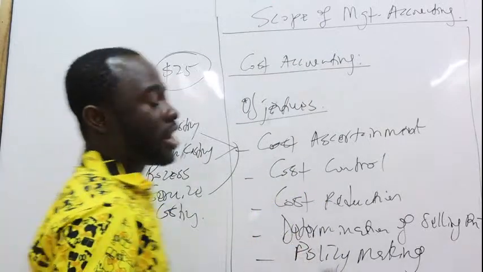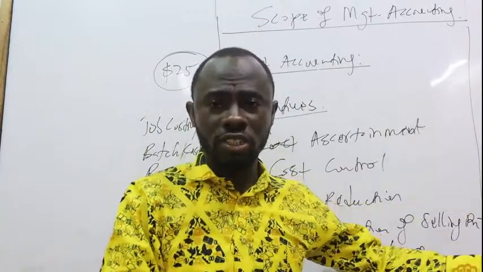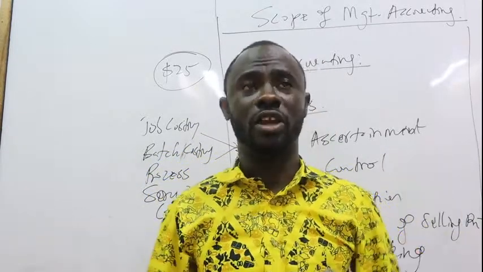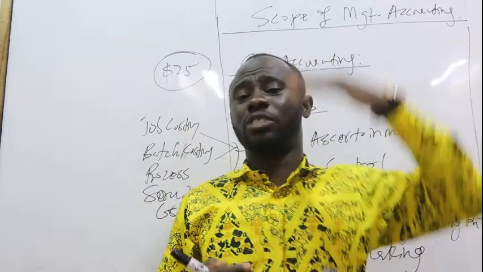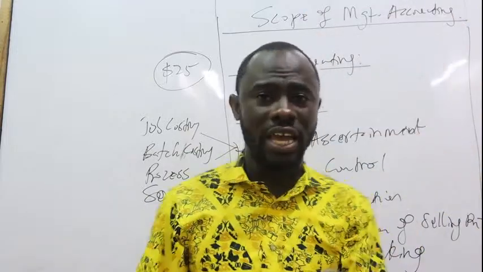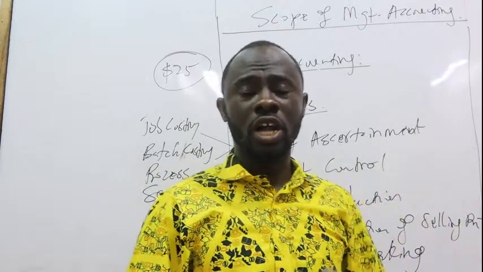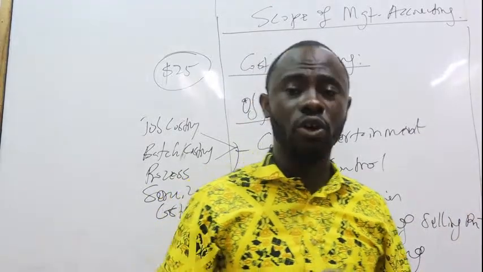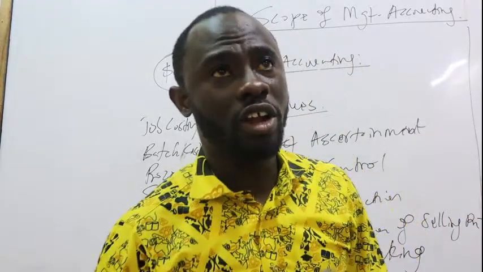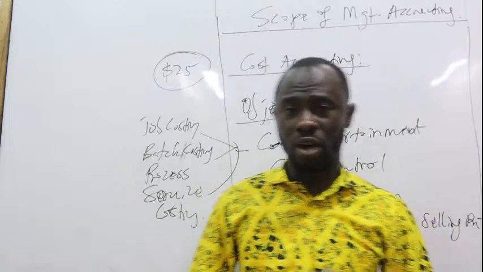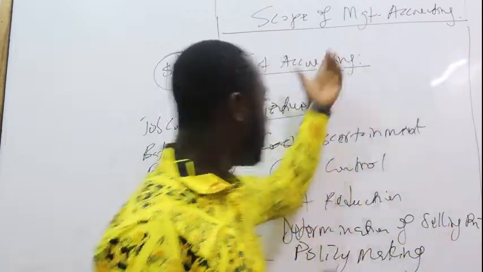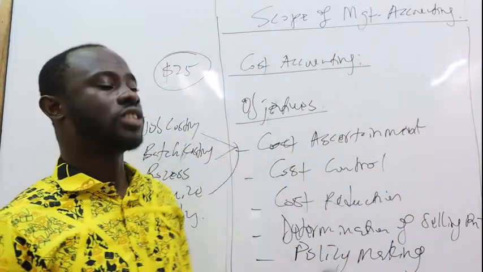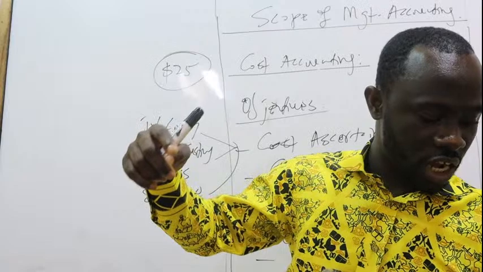Then the last one is policy making. Through cost accounting, various policies can be made by the organization, and I've given you a couple of the policies. For instance, if you realize that we are spending more than what we are supposed to spend, then we can put in place some measures to reduce our cost to an acceptably low level, and also help the organization achieve its objective. So these are what we refer to as the objectives of cost accounting. Any questions, put it in the chat box for me.